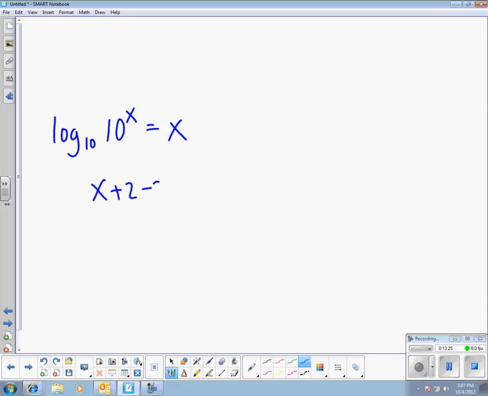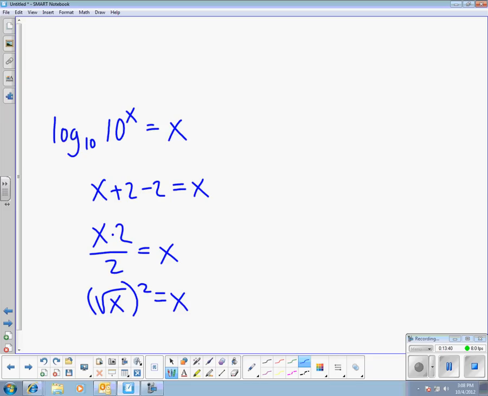just in the same way that x plus 2 minus 2 is x, because plus and minus, and x times 2 divided by 2 is x, because multiplication and division are inverse operations. The square root of x squared equals x, because square rooting and squaring are inverse operations. In that same way, log base 10 of 10 to the x equals x.